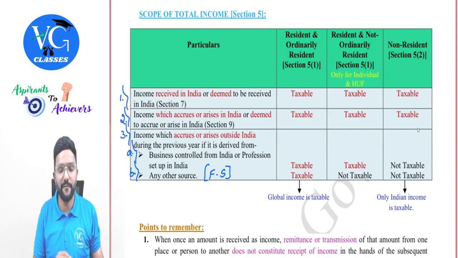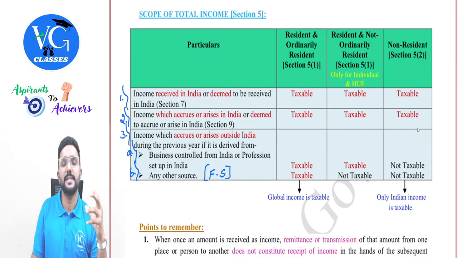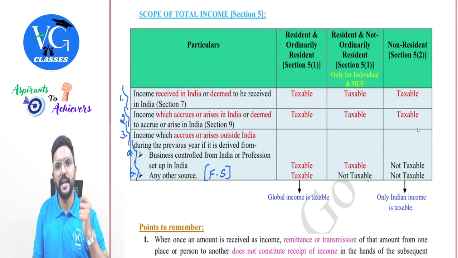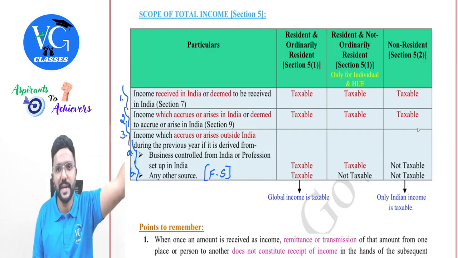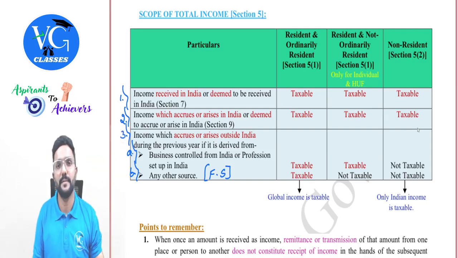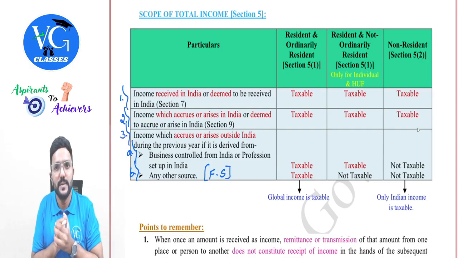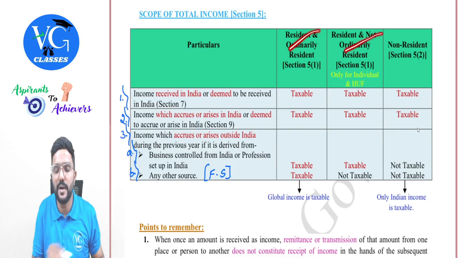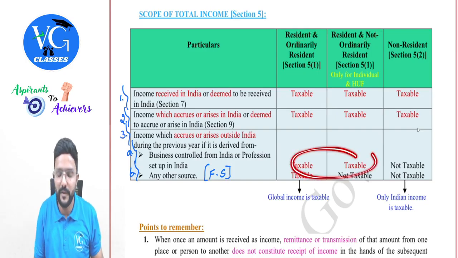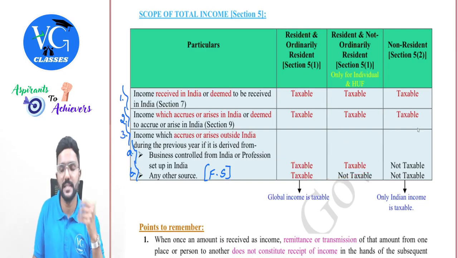Got it? Same way, assume there is a subsidiary company for Reliance in Dubai, where the decisions are taken in India. Business is carried on outside India, earned there, received there, but the control is in India. So, if such a company is an ordinary resident, then the income will be taxable in India, guys. Whereas if they are non-resident, not taxable.